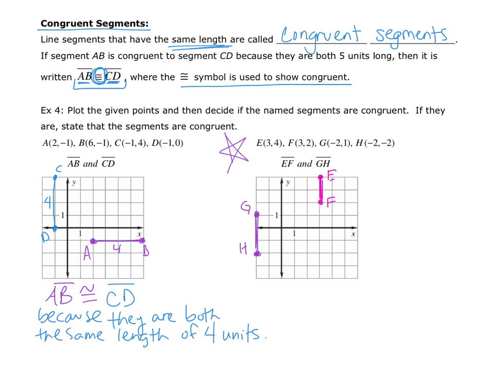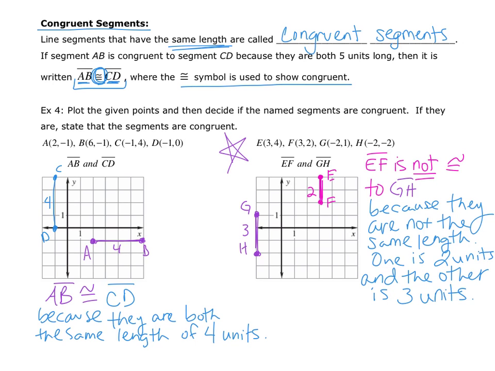This is what your two pictures should look like. So you can count them out, and we have 2 units high for EF, and then GH we have 3 units high. So because they are not the same lengths, you should have put that EF is not congruent to GH. My explanation then would be because they are not the same length, and one is 2 units and the other one is 3 units.